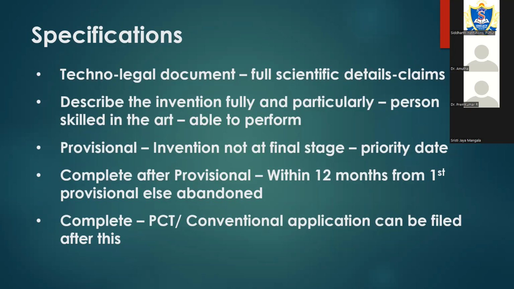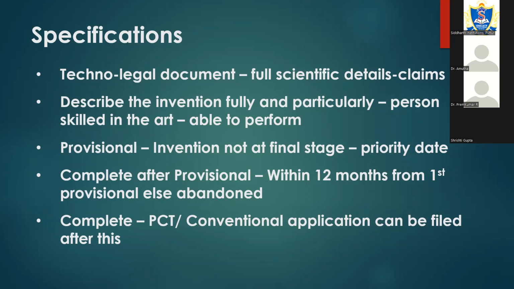I hope it is clear. Suppose today's date is 22/6/2022. If you are filing the provisional now, then your complete should be filed by 22/6/2023. Within that you have to complete your complete specification. Otherwise it will be considered abandoned and your application will not be processed.